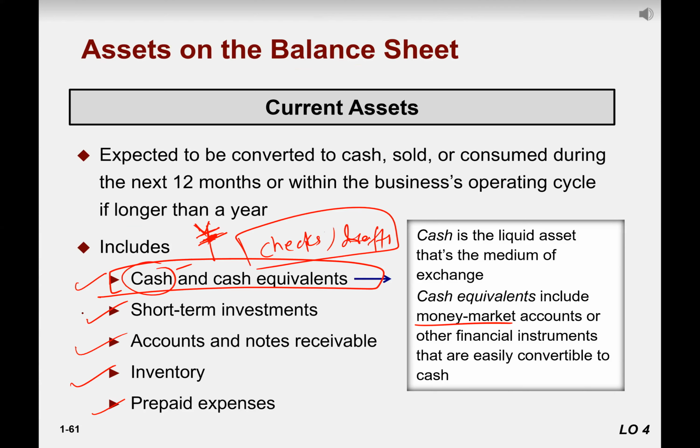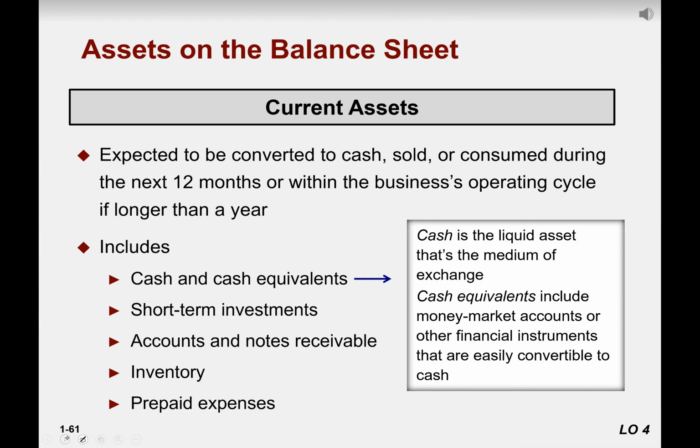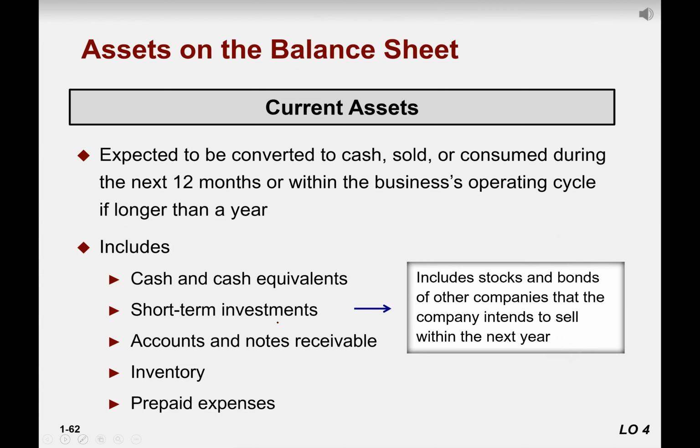The next one is short-term investment. What does it mean? It includes stocks and bonds of other companies. Remember, not your own shares, but other companies, that the company intends to sell within next year, right? You have extra cash and that cash is of no use for a year or less than a year. So why waste that opportunity? You invest in a bank or you buy a bond or you invest in stock exchange, but your intention is that you are going to sell within a year. That's it.